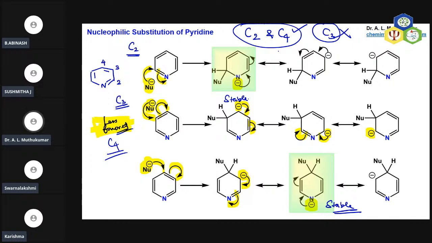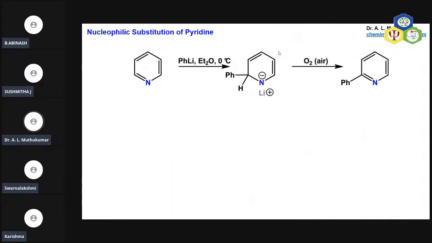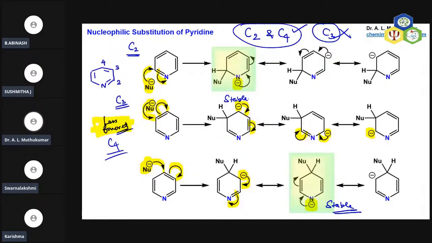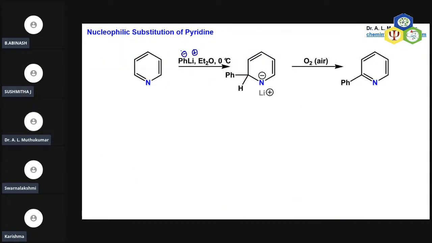Now, I will give you a few examples in this case. What is happening when pyridine is treated with phenyl lithium in diethyl ether as a solvent at 0 degree centigrade temperature? In this case, phenyl lithium will be separated as phenyl minus and lithium plus. Now, I already said the reaction will be taking place at C2 or C4 position. Now, the phenyl minus is attacking at C2 position, and this electron will be shifting towards nitrogen atom, and nitrogen is getting positive charge. We know that there is already a hydrogen atom present in the pyridine case. That is what is mentioned here.